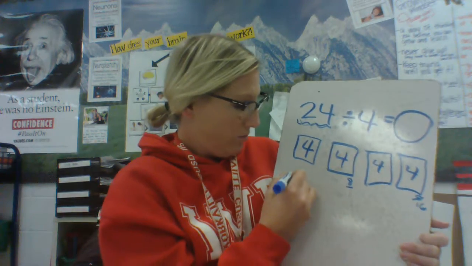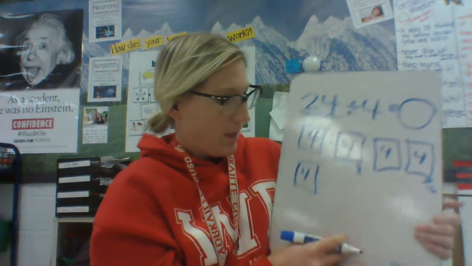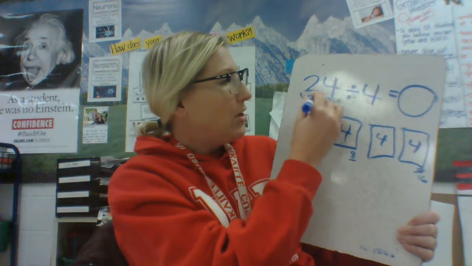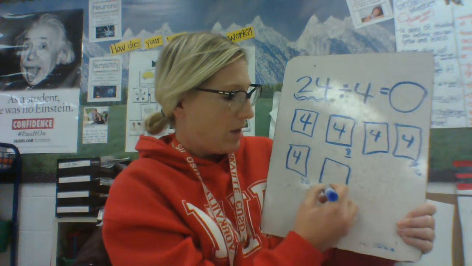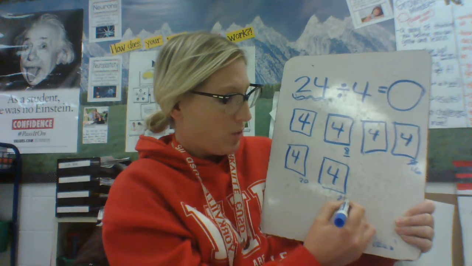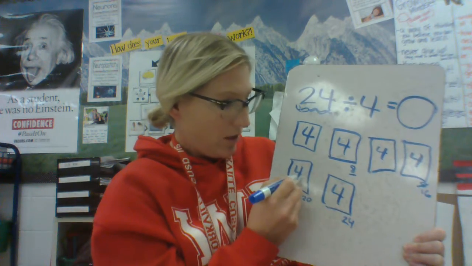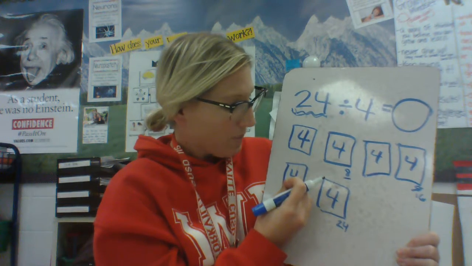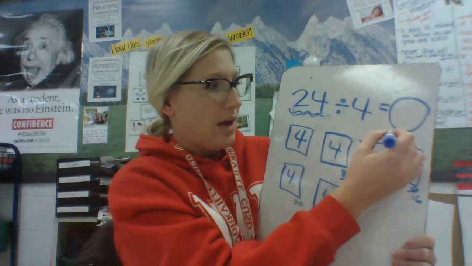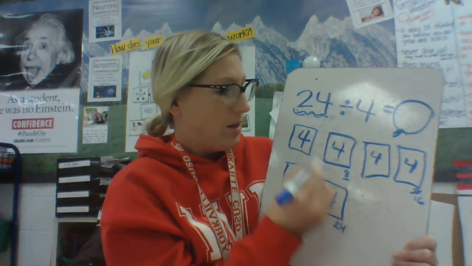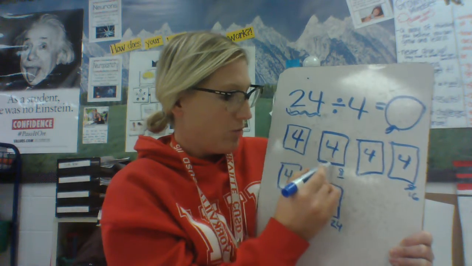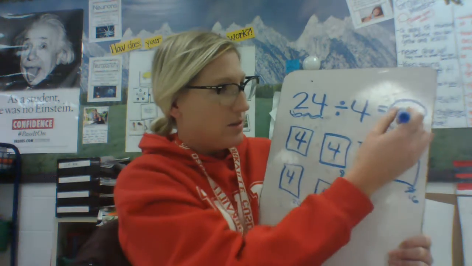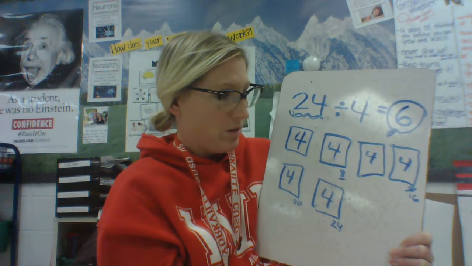And I have more room, so I'm going to make another group. 16 plus 4 more, I'm at 20. And now I know I only have one more group to make 24 students split into groups of 4 students in each group. So now I just have to count. Now my quotient is the number of groups. So I have 1 group, 2 groups, 3, 4, 5, 6. 6 groups.